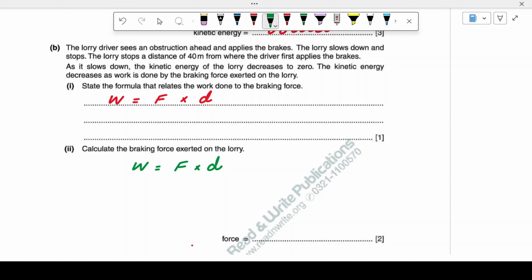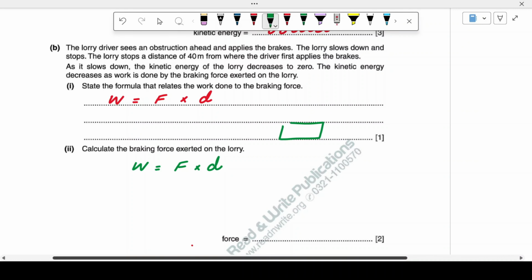And how much work is done? As it slows down, the kinetic energy of the lorry decreases to 0. The kinetic energy decreases as the work done by the braking force exerted on the lorry. So what does that mean? It means the kinetic energy is now being converted into what form of energy? Or it is being used, or the kinetic energy was decreased by the braking, work done by braking.